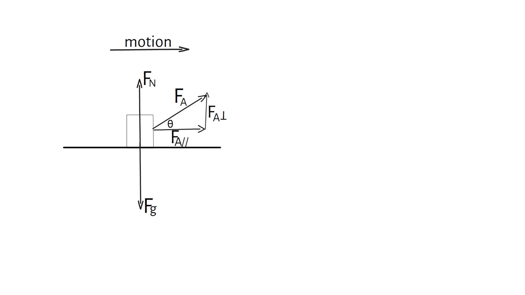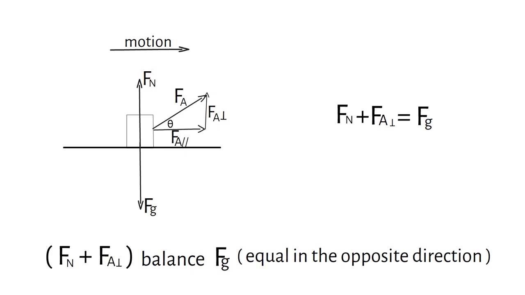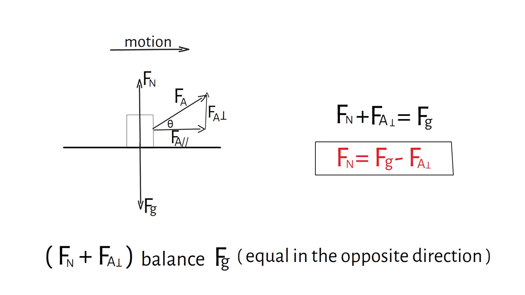In other words, the normal force plus FA perpendicular are equal to FG. So with this equation, the normal force in this scenario will be: normal force equals FG minus FA perpendicular. What you must know is that in this scenario the normal force plus FA perpendicular together balance FG, equal in the opposite direction.